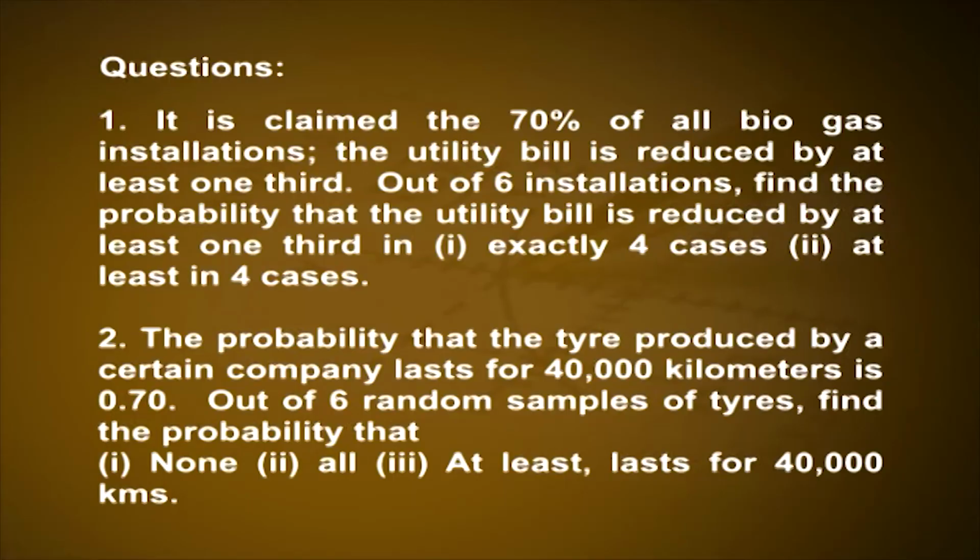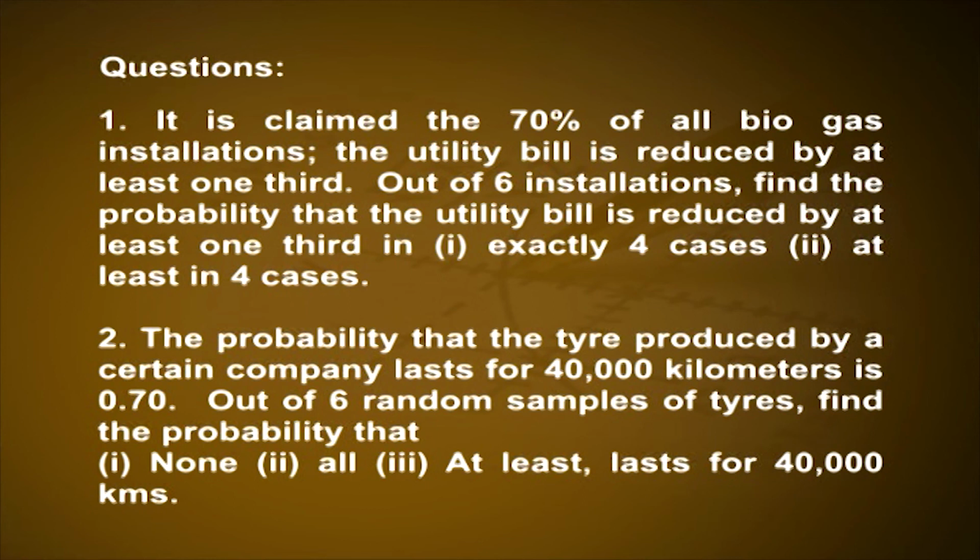Application of these distributions can be best viewed through the problems discussed. Now, let us try to answer the following questions. 1. It is claimed that in 70% of all biogas installations, the utility bill is reduced by at least 1/3. Out of 6 installations, find the probability that the utility bill is reduced by at least 1/3 in exactly 4 cases, at least in 4 cases.